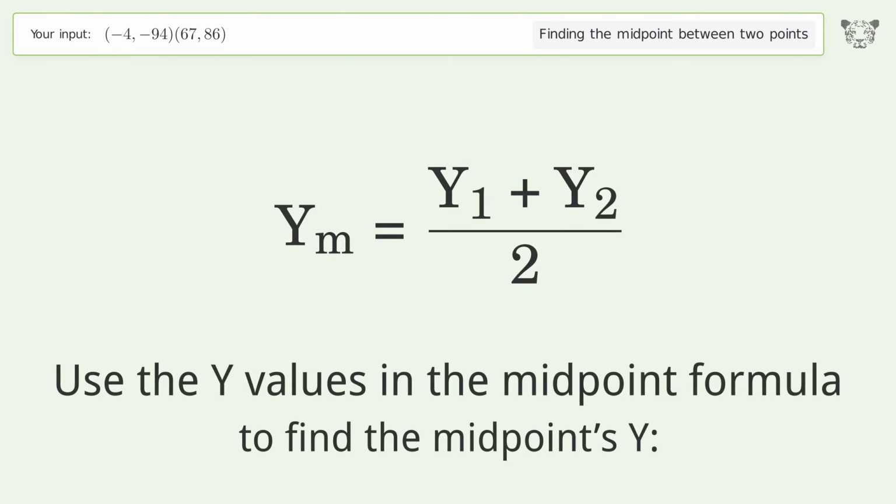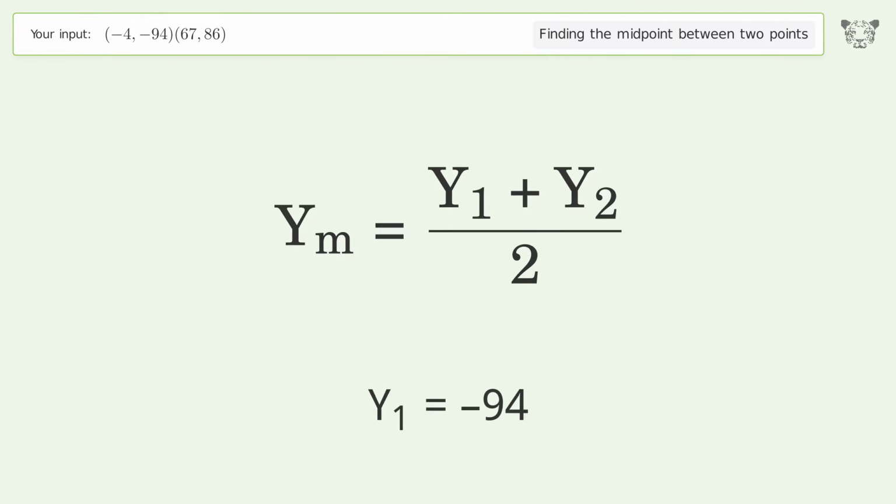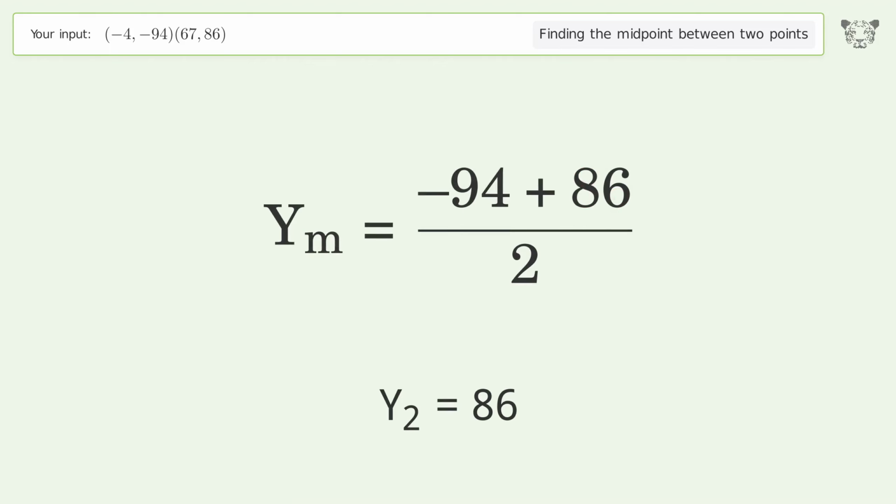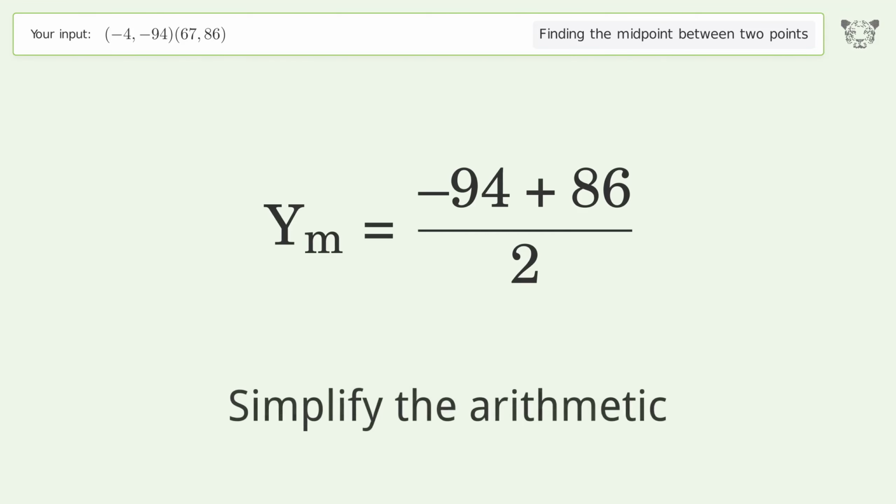Use the y values in the midpoint formula to find the midpoint's y. y1 equals -94. y2 equals 86. Simplify the arithmetic.